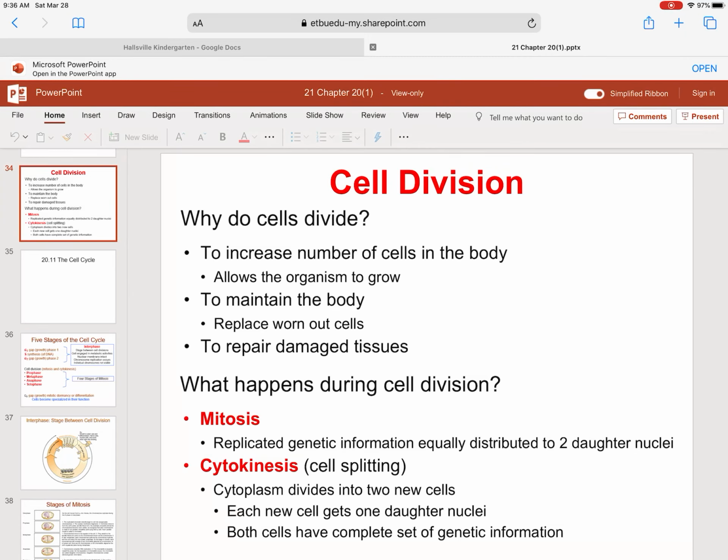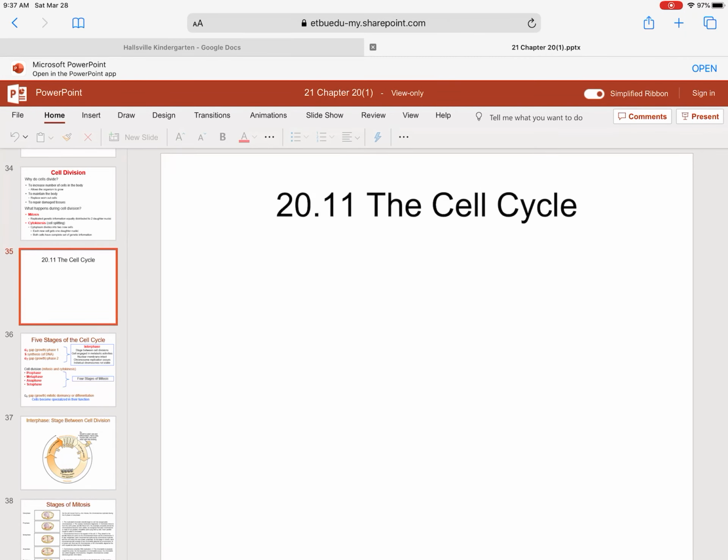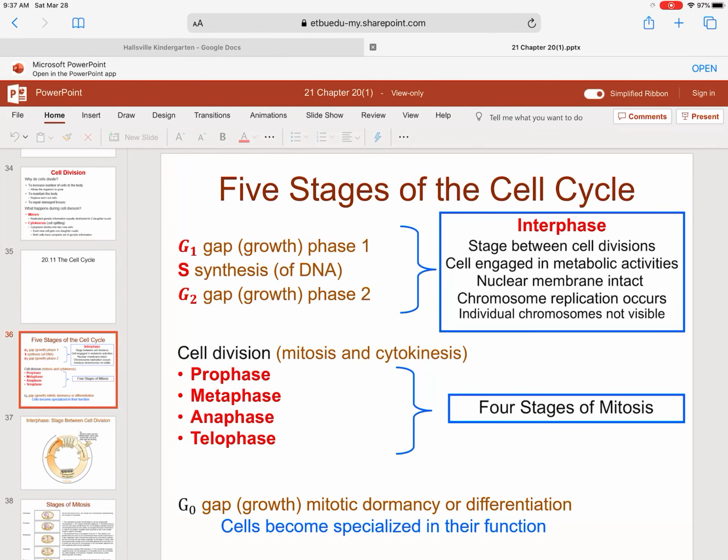So when we have the cell cycle, this is something you probably have learned at some point in your education. I think middle school is about where I remember learning it. You have 5 stages of the cell cycle. The G1, which is the gap or growth phase 1, S, which is where DNA is synthesized, and G2, gap growth phase 2, are all part of what's called interphase, and that's the first stage of the cell cycle. This is the stage between cell divisions.